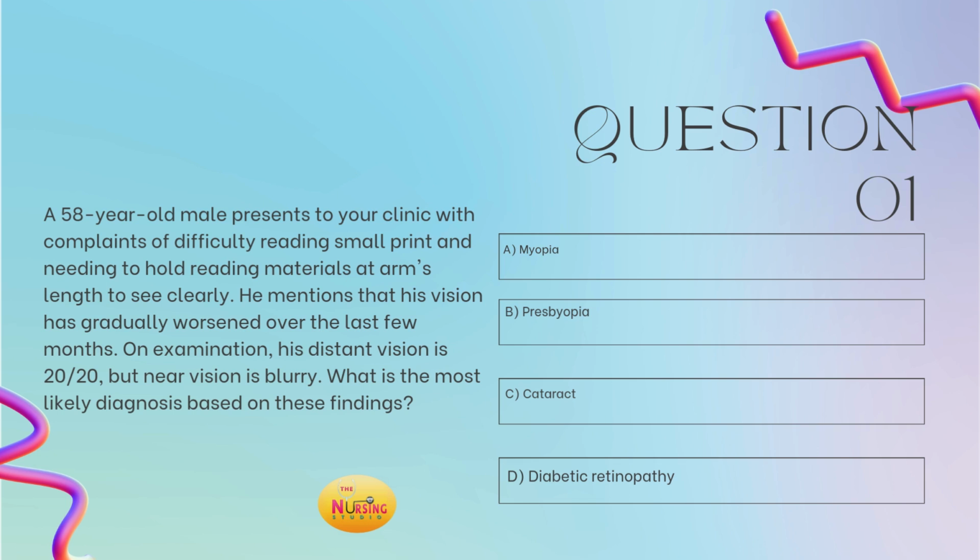So don't let all of the additional factors and details confuse you. Simply focus in on what they are truthfully saying here. This patient has already come in. They're telling you that they have trouble with the small print. They're needing to hold things back to see it clearly. And then on exam, you also note that their near vision is blurry, right? So B, presbyopia.